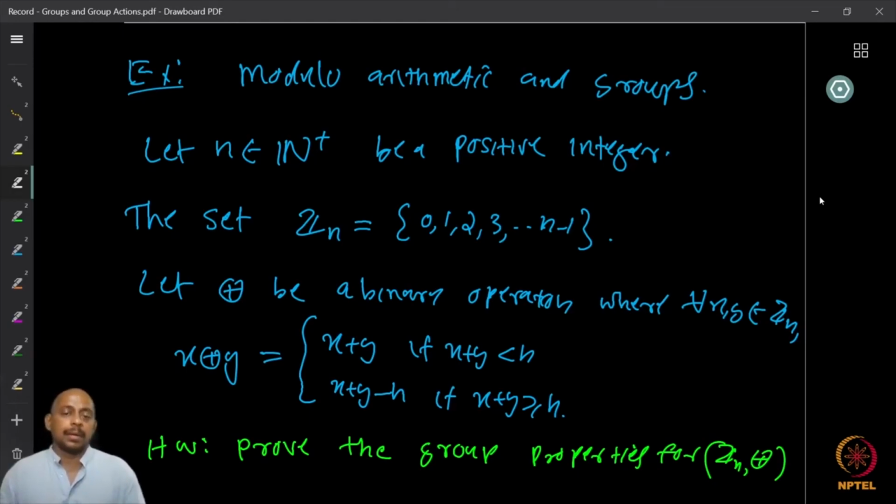So now prove that the group properties all satisfy for Zn. And this you should take as a homework and then do it. One can show this, it's easy.